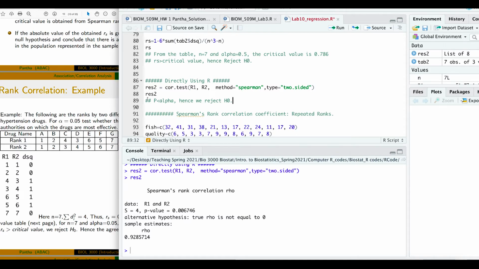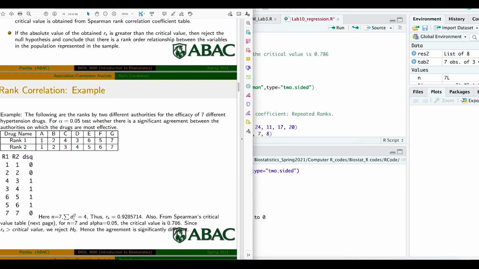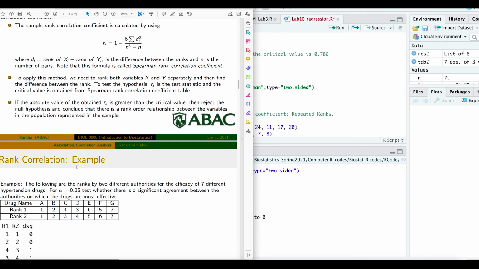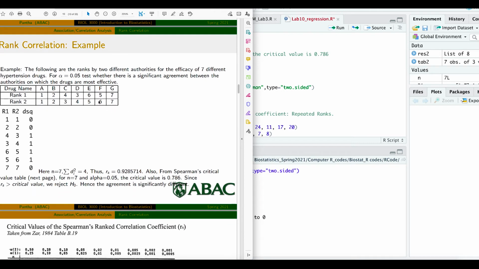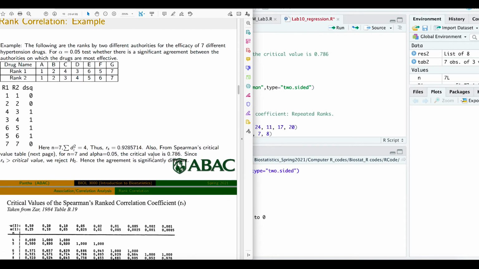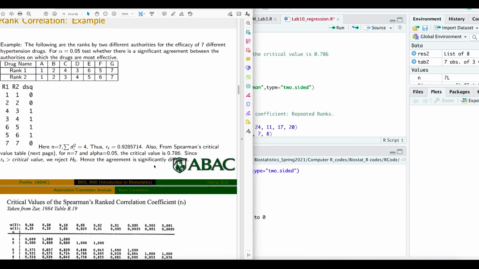But one of the things you see here is none of the ranks were repeated, right? Because see, all the ranks are different from each other. All these ranks are not repeated because the data were not repeated. But in case the rank is repeated, how do we do that?